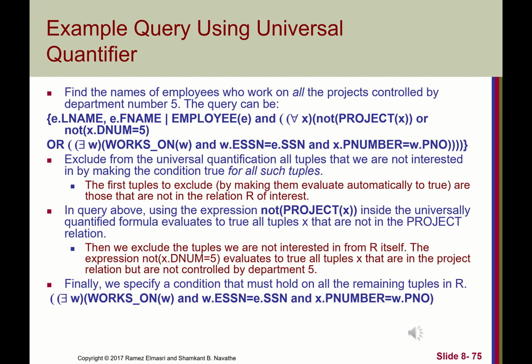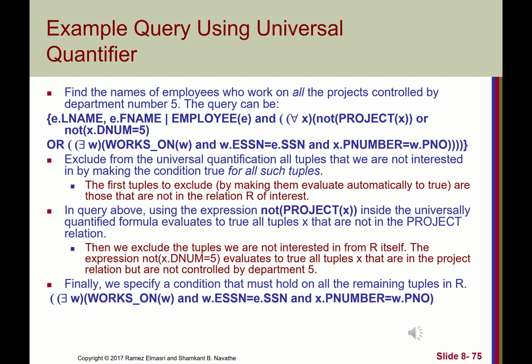Exclude from the universal quantification all tuples that we are not interested in by making the condition true for all such tuples. The first tuples to exclude, by making them evaluate automatically to true, are those that are not in the relation R of interest. In the query above, using the expression not(project(x)) inside the universally quantified formula evaluates to true all tuples x that are not in the project relation.